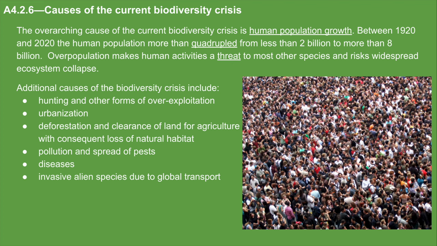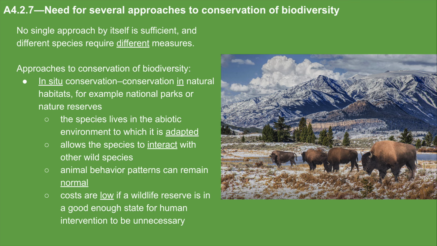Additional causes of this biodiversity crisis include hunting and other forms of overexploitation, urbanization, deforestation and clearance of land for agriculture, with consequent loss of natural habitat, pollution, spread of pests, diseases, and invasive alien species due to global transport.